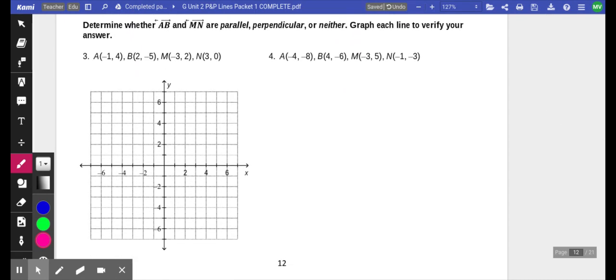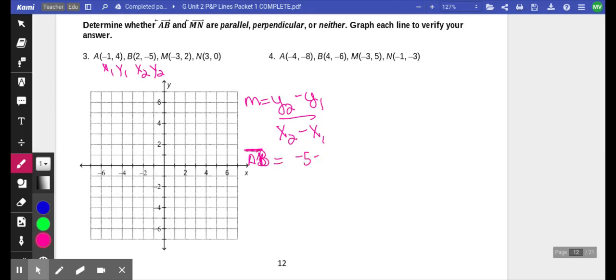So now we want to decide if AB and MN are parallel, perpendicular, or neither. Graph each line to verify my answer. So what I can do is first find their slopes. Again, remember my slope formula is y2 minus y1 over x2 minus x1. So I can label everything x1, y1, x2, y2, because first I'm going to do AB. Oops, that's a very messy B. So I'm going to do negative 5 minus 4 over 2 minus negative 1. So that's negative 9 over 3.